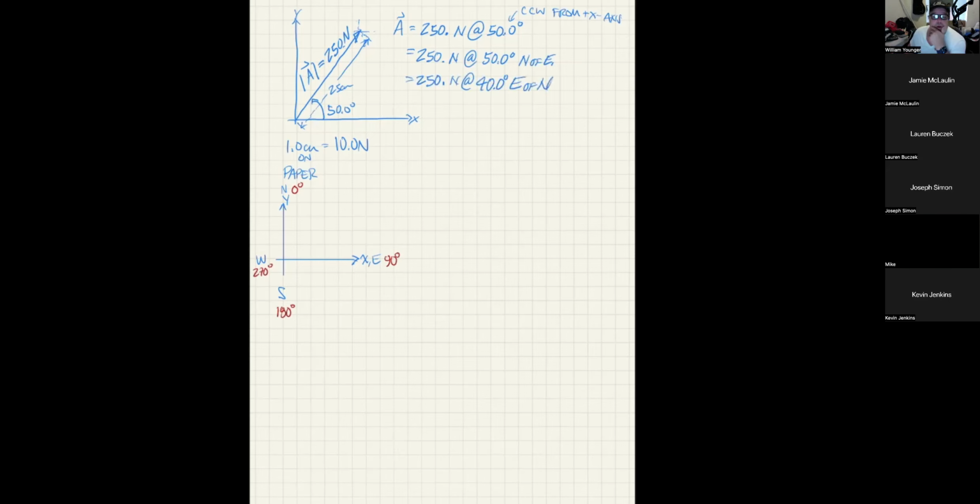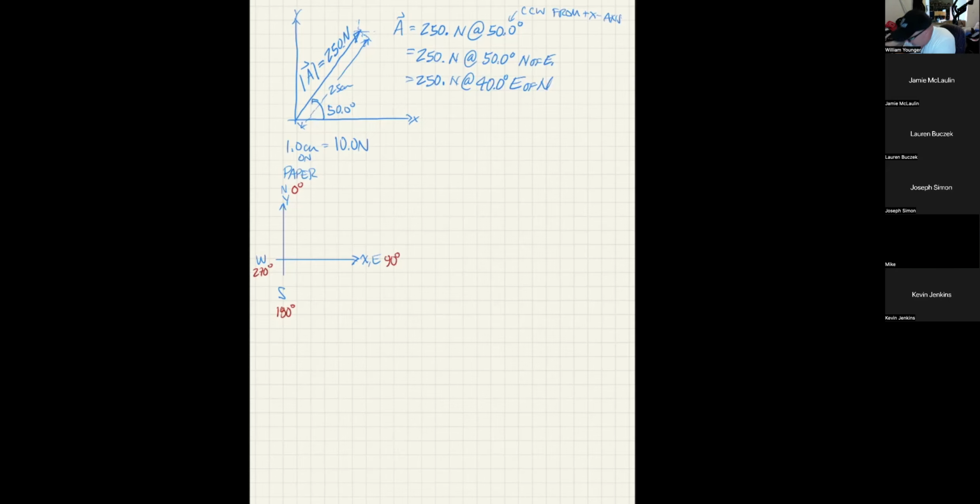So that's acceptable as well, because obviously if you go up counterclockwise from the positive x-axis 50 degrees, that's the same thing as going to the right, which is eastward from the vertical axis 40 degrees, because the sum of them equals 90. Does that make sense to everyone? So that's another way we can specify a vector's magnitude and direction. But there's other ways, and to make sense of those other ways, I need to teach you a few more things about vectors.